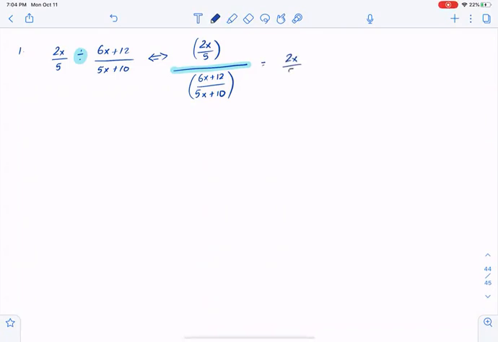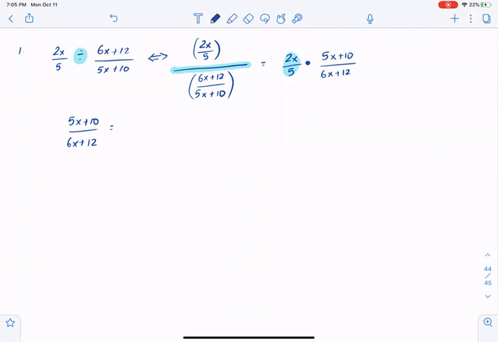So 2x over 5 multiplied by the reciprocal of the denominator rational expression, 5x plus 10 divided by 6x plus 12. There is nothing I could do with 2x over 5, so I'm going to leave it as is. 5x plus 10 divided by 6x plus 12, the second rational expression.